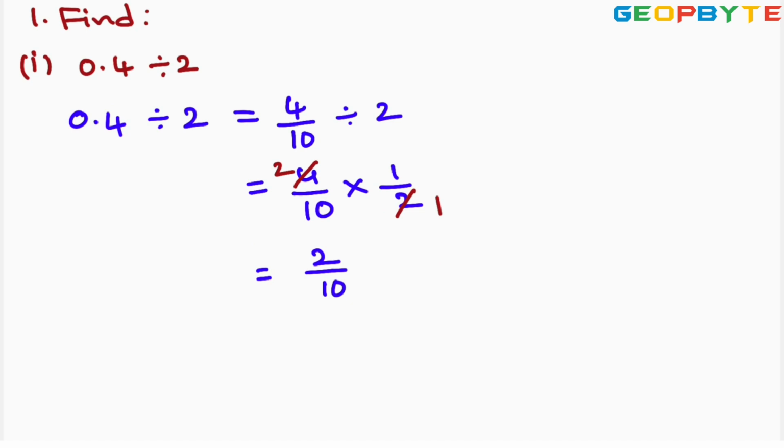On dividing a decimal by 10, the decimal point is shifted to the left by 1 place. Then we get 0.2. So the result of 0.4 divided by 2 is equal to 0.2.